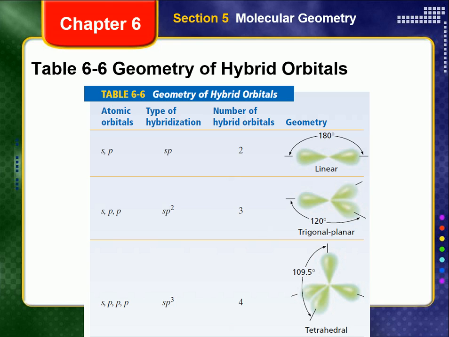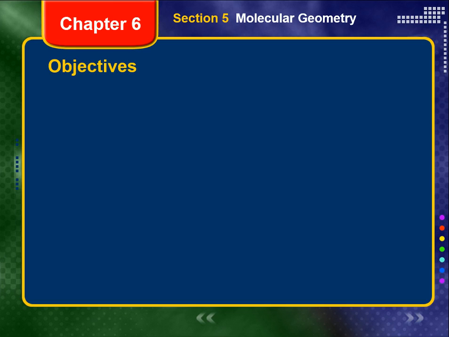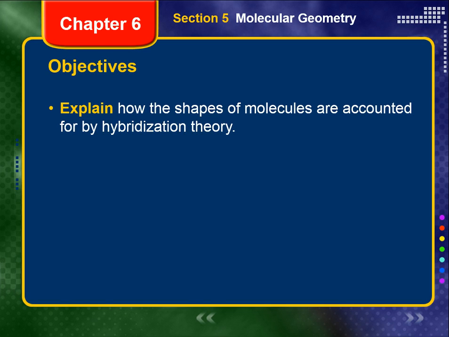The geometries of sp, sp2, and sp3 hybrid orbitals are summarized in table 6-6 on page 189 of your text or on the screen now. At this point, I hope that you can explain how the shapes of molecules are accounted for by hybridization theory.